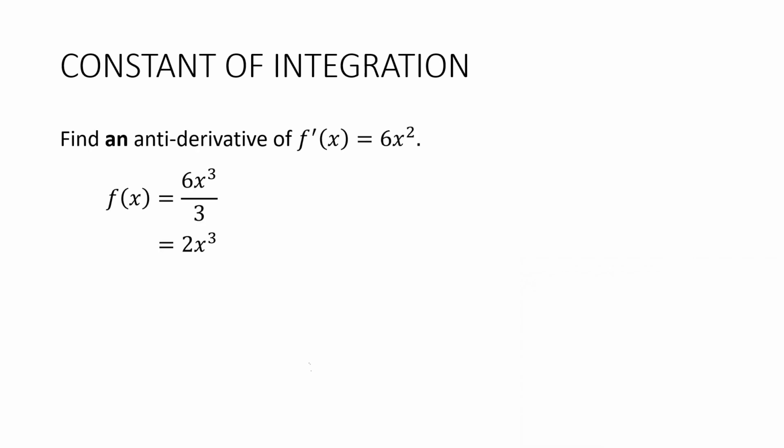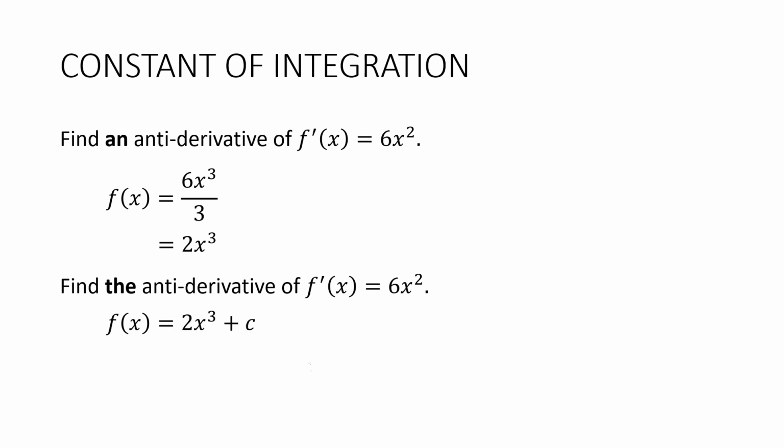And so for that reason, we say an antiderivative of 6x squared is 2x cubed. But if we want to be more formal, then the antiderivative of 6x squared is 2x cubed plus c. And c is called the constant of integration.